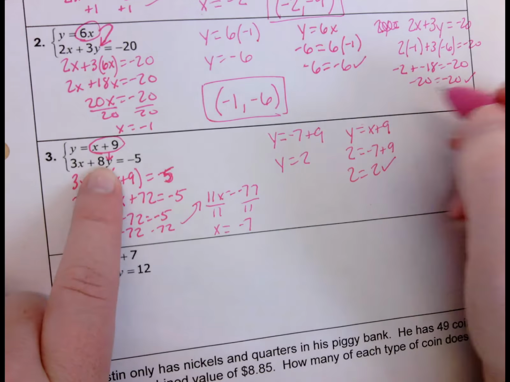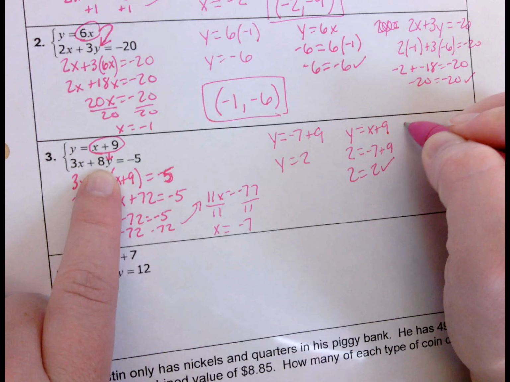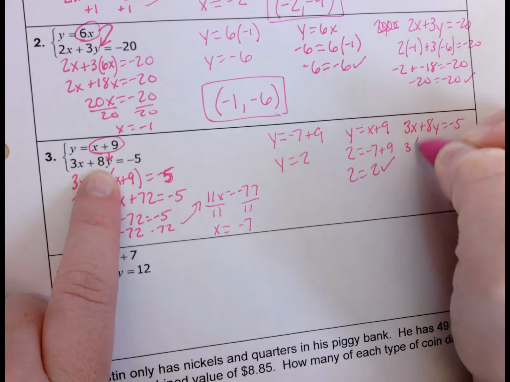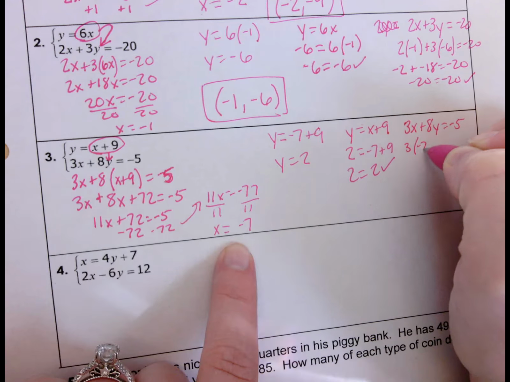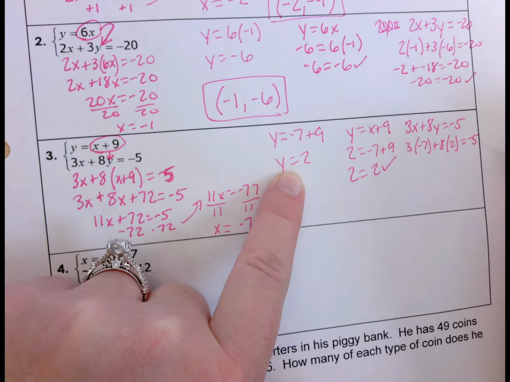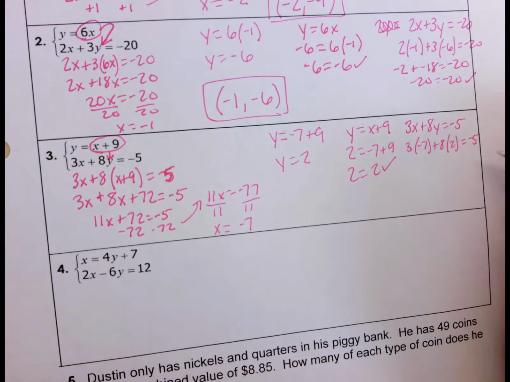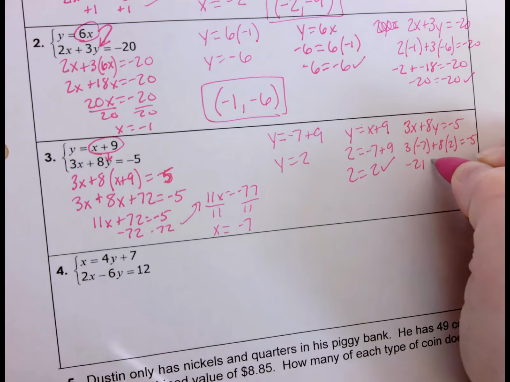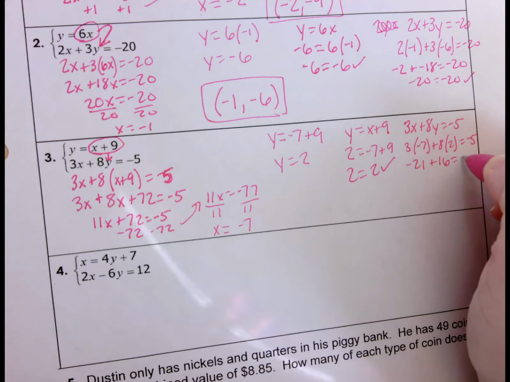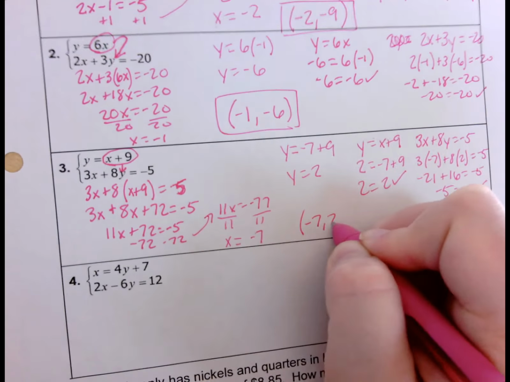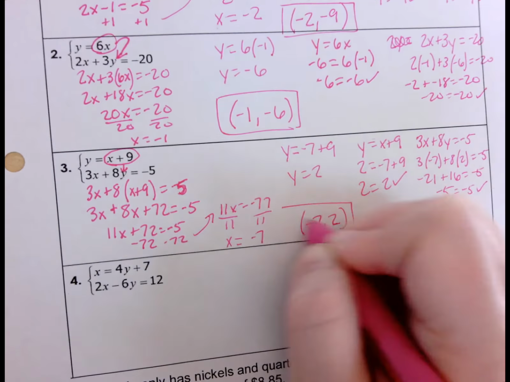Okay, so then I'm going to use the second equation. I have to check both of them. 3x plus 8y is equal to negative 5. So in place of x, I'm going to put negative 7. In place of y, I'm going to put 2, and I'm going to check to make sure that that equals negative 5. So 3 times negative 7 is negative 21. 8 times 2 is 16. And if I add that together, I do get negative 5, so it works. So my final answer on this is negative 7 and 2.